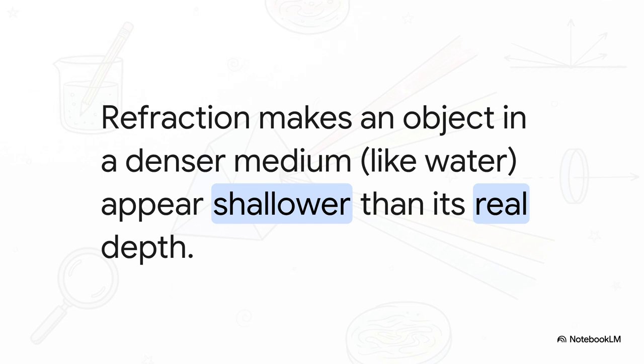Here's the trick. Your brain is amazing, but it doesn't know about refraction. It just assumes that light always travels in a perfectly straight line. So when those bent rays hit your eye, your brain traces them backwards in a straight line to figure out where they came from. And that imaginary point it creates, the apparent depth, is way shallower than the real depth. Your brain literally creates an illusion for you.